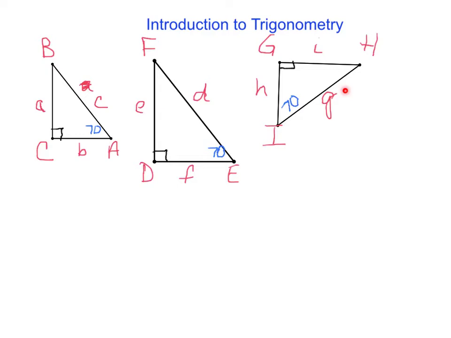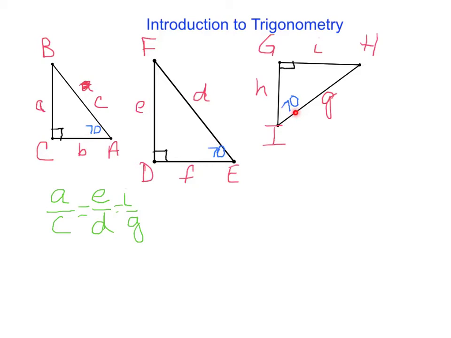If I'm looking at this first triangle, I can say that the relationship of A over C is the same as E over D, which is the same as I over G. If you look at all of these, A is opposite angle A, C is the hypotenuse, E is opposite E, D is the hypotenuse, I is opposite I, and G is the hypotenuse. All of these are opposite the 70-degree angle.